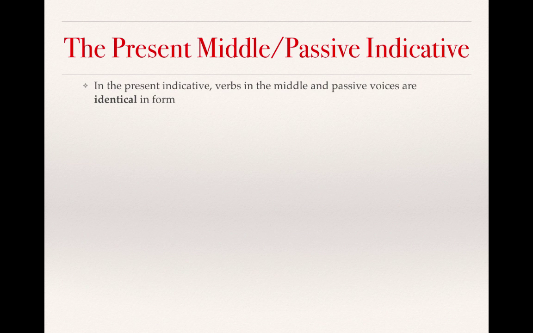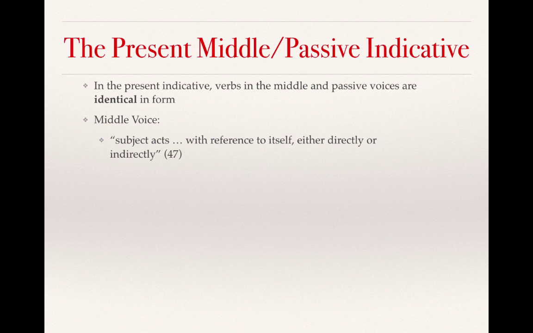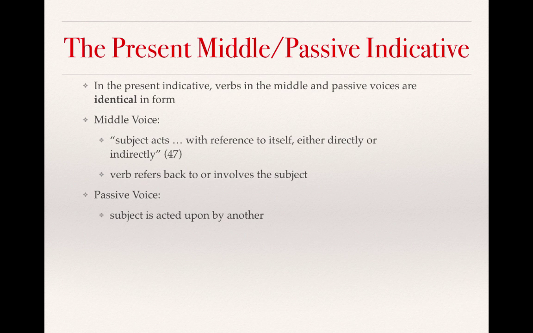As I mentioned earlier, in the present indicative, verbs in the middle and passive voices are identical in form. The middle voice is when the subject acts with reference to itself, either directly or indirectly. That's how Croy describes it. In other words, the verb refers back to or involves the subject in a particular way. The passive voice, however, is when the subject is acted upon by another.